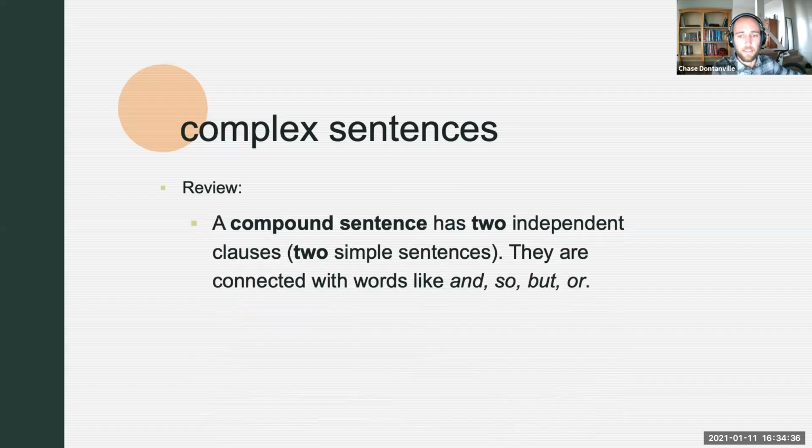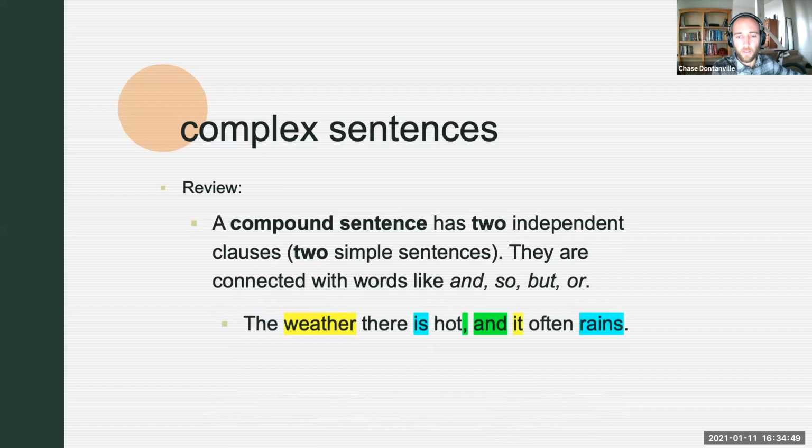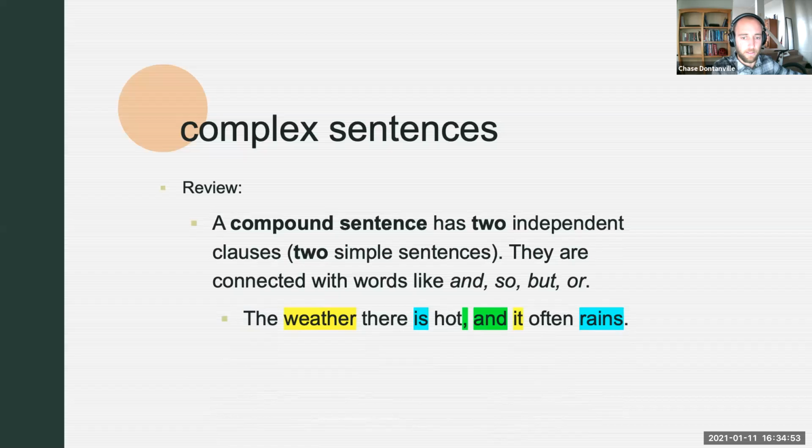A compound sentence has two independent clauses, or two simple sentences. They are connected with words like and, so, but, or. The weather there is hot, and it often rains. So two simple sentences: the weather there is hot, it often rains. And we connect them with and. This is a compound sentence.